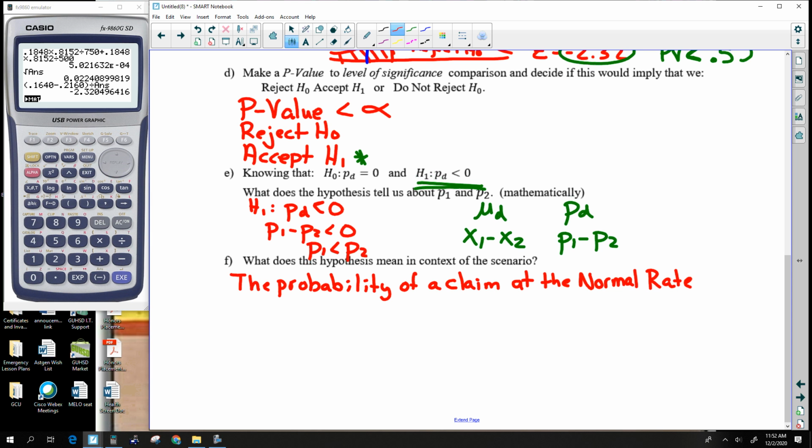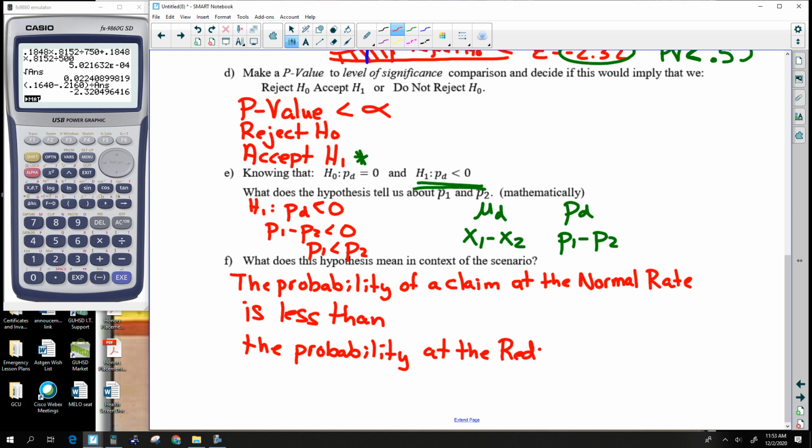So the probability of 1 is less than the probability of 2. All I'm doing is just describing the statement I just created.